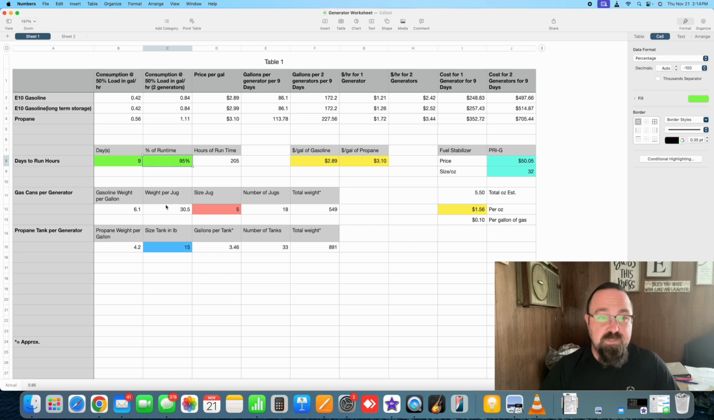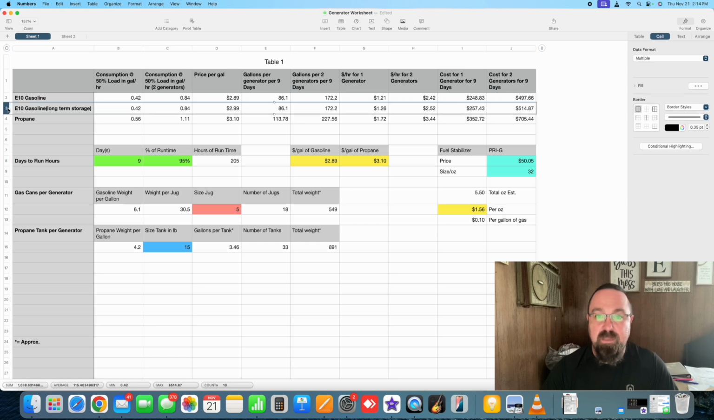Now, if you wanted to store all of this gasoline, this 86 gallons of gasoline per generator, then you're going to need about 6 ounces or 5.5 ounces of fuel stabilizer to go with that fuel, and this is going to add to the cost. So if you go to this line right here, it adds that cost in.